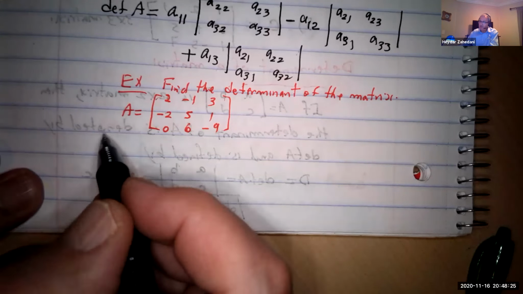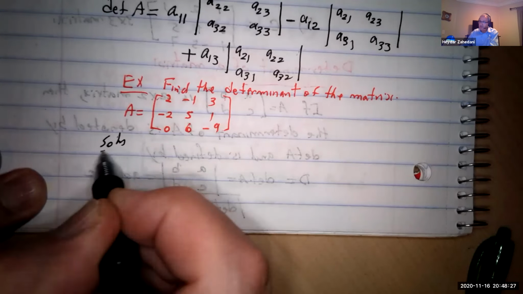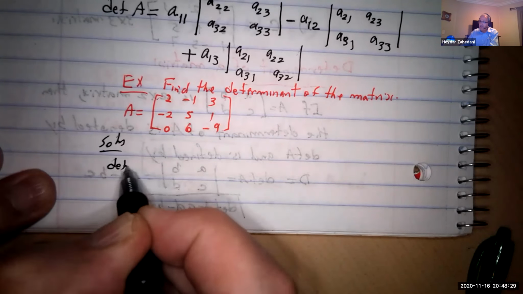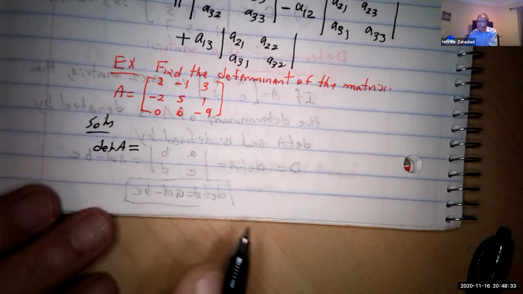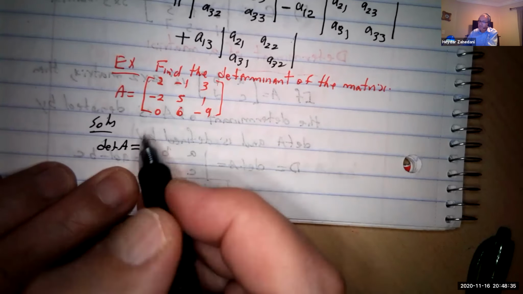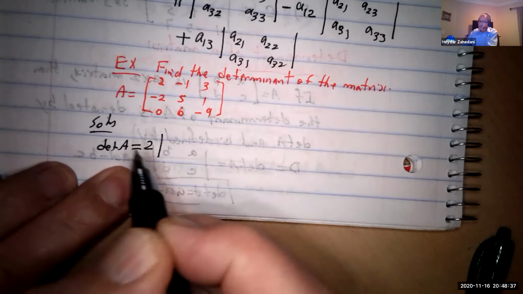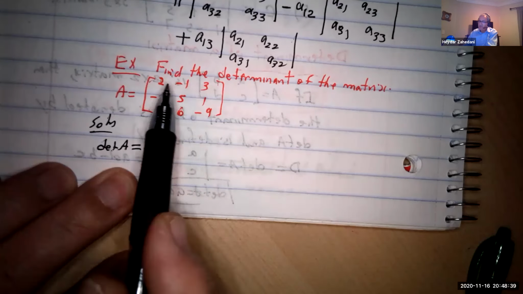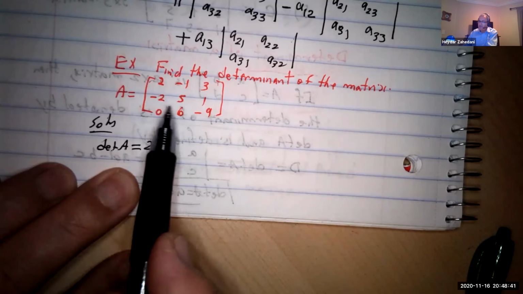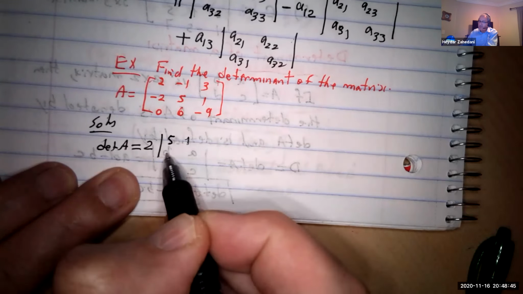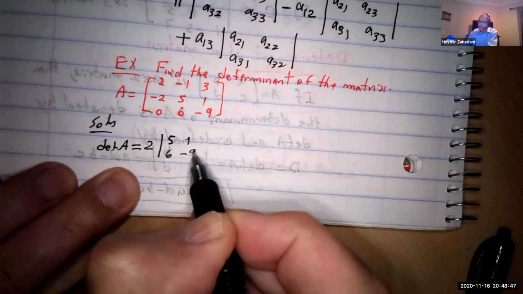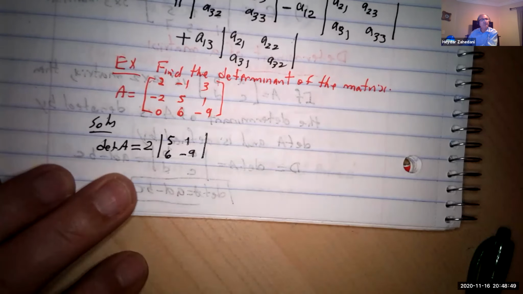So we do it. Solution. Determinant of A is equal to... I write it down, but in practice, we can do it quickly. Start with the first number, 2. Bring the matrix. You eliminate the first row and the first column, so the leftover is 5, 1, 6, -9. That's a 2 by 2 one.